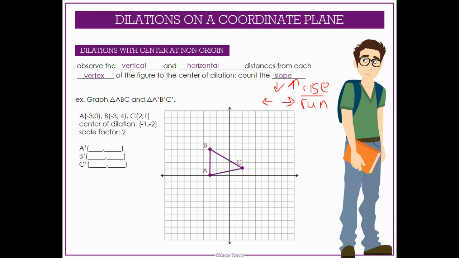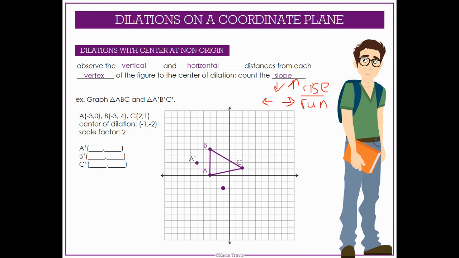So here's our triangle. Things to note: our scale factor is 2, which means that this is going to get bigger. And our center of dilation is not 0, 0. It's -1, -2. So first, let's graph that. Here's our center of dilation.